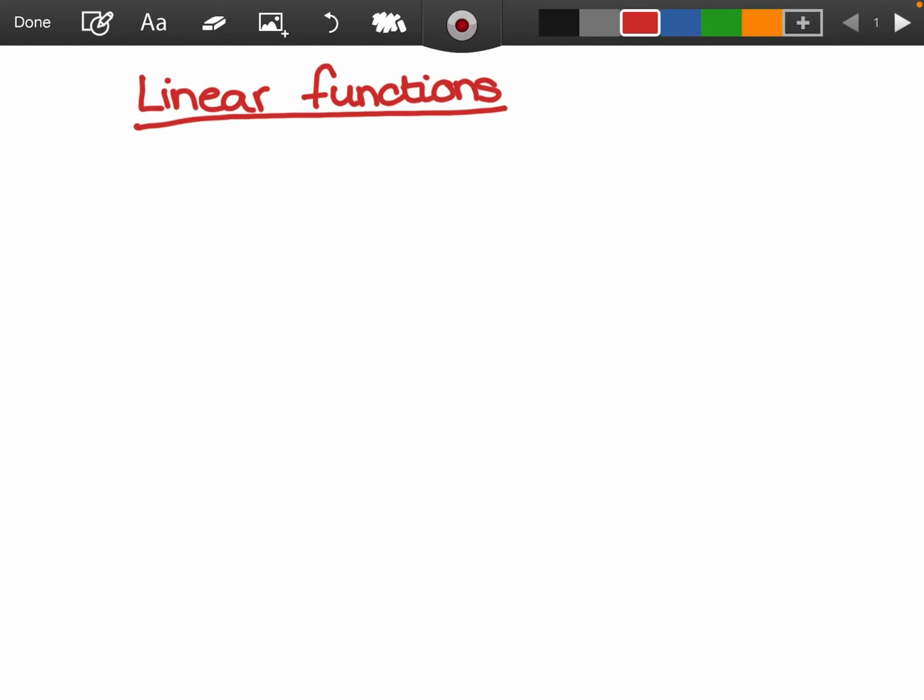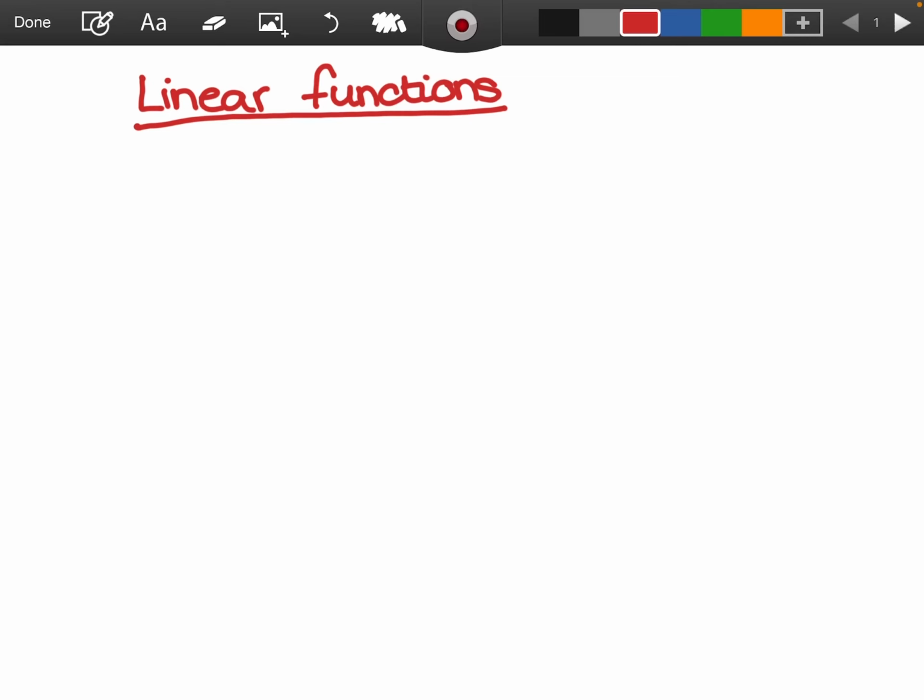In today's video, we're going to look at linear functions and different ways that we can write linear functions. We'll also look at ways of finding the equation of a line if you are given 2 points on the line, if you are given the slope of the line and 1 point on the line, and we will also look at perpendicular and parallel lines.